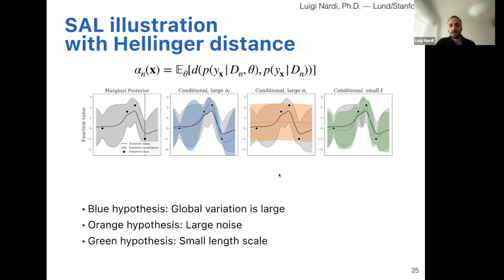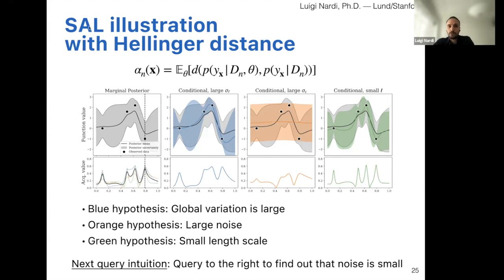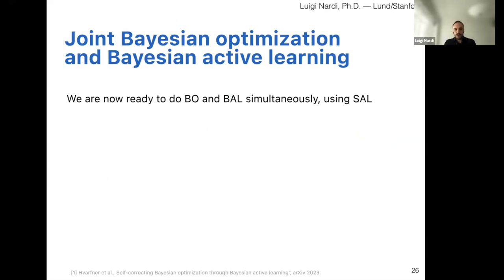So if you go one step farther and you visualize the acquisition function for SAL, you will see that this is a point that makes sense. The intuition is that if you sample from there, you'll probably learn something about the noise. That makes sense from a general understanding of the hyperparameter landscape and better fitting the model based on these two quantities, right? So the two distributions. So now we are all set to explore the next step, which is trying to combine Bayesian optimization with BAL together. We would like to combine BO with BAL simultaneously using some version of SAL, this mechanism that we just introduced.